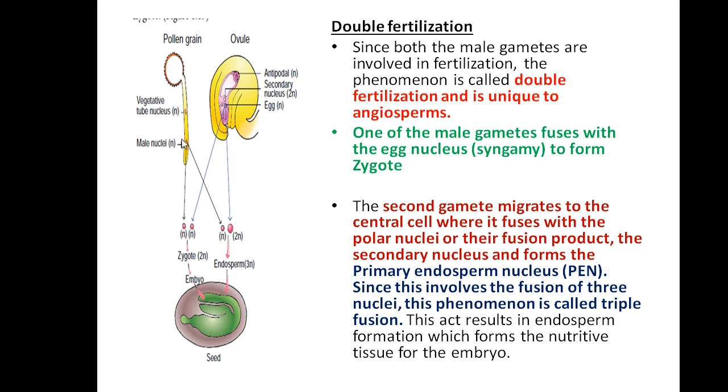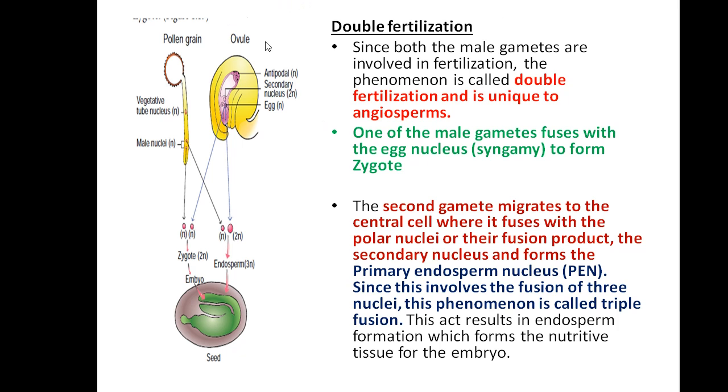One male gamete goes and fuses with the female gametophyte, the egg in the embryo sac, producing a diploid zygote, 2N. This zygote becomes the embryo. If you look at the secondary nucleus, what is called the secondary nucleus? The two polar nuclei of the ovule unite and become a secondary nucleus just before the fertilization. I already told you in the structure of the ovule chapter. Once again I am repeating here.